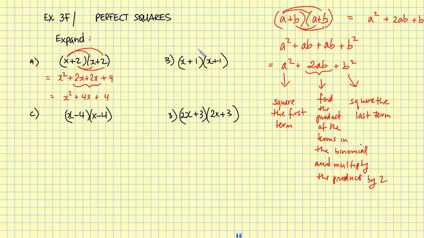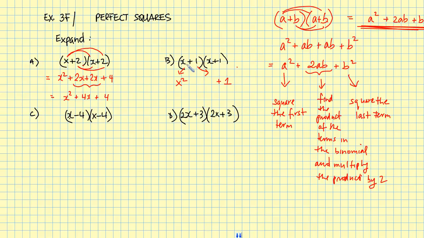Okay, so let's use an example here. X plus 1 times x plus 1. I know it's a perfect square. There are two identical binomials. So using the rule that we have up here, it says square the first term. So squaring the first term is x squared. And I square the last term. Squaring my last term here is plus 1. It's 1 times 1 is 1.